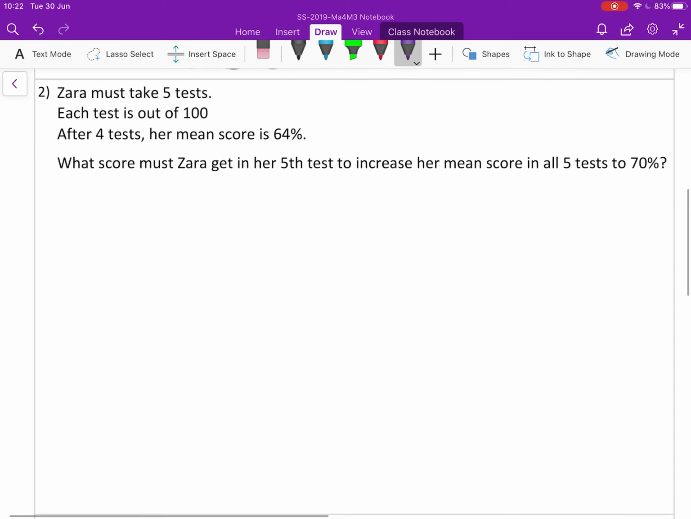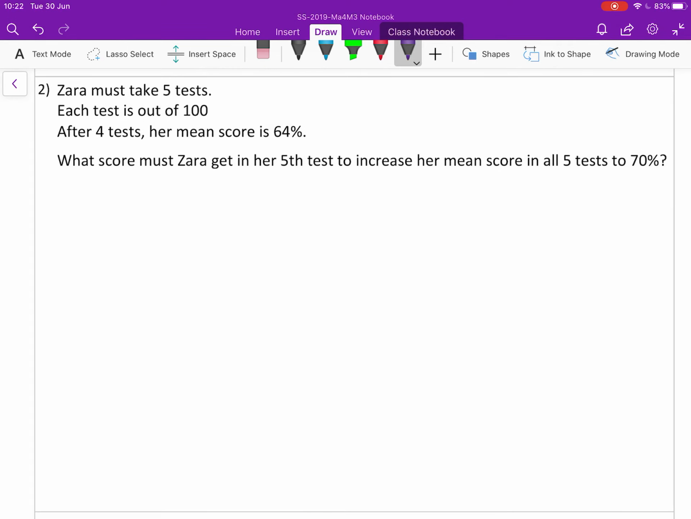Let's look at question number 2. Zara must take 5 tests. Each test is out of 100. After 4 tests, her mean score is 64%. What score must Zara get in her 5th test to increase her mean score in 5 tests to 70%?